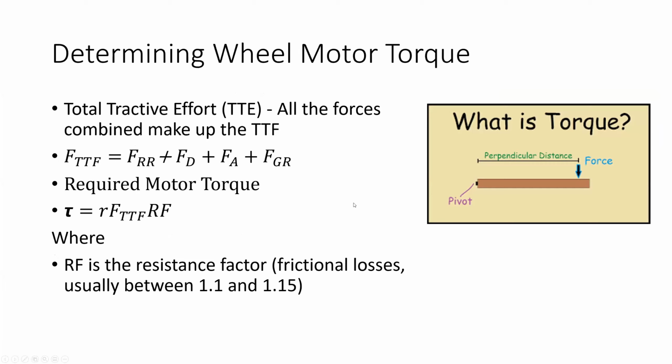So basically, when we put all the forces together, it's essentially this force here. So this is a total tractive effort. So we can plug it back into our torque equation. So it'd be the radius of the wheel times your total tractive effort or force times your resistance factor, which is usually frictional losses that you have to take into account. This is an assumption. Usually it's between 1.1 and 1.15, but we won't really know until we actually do some testing.